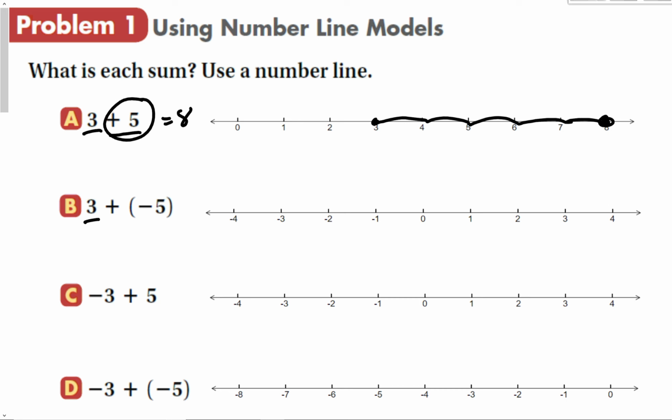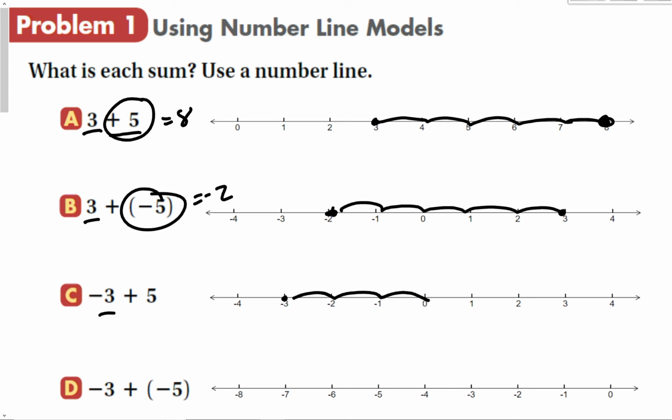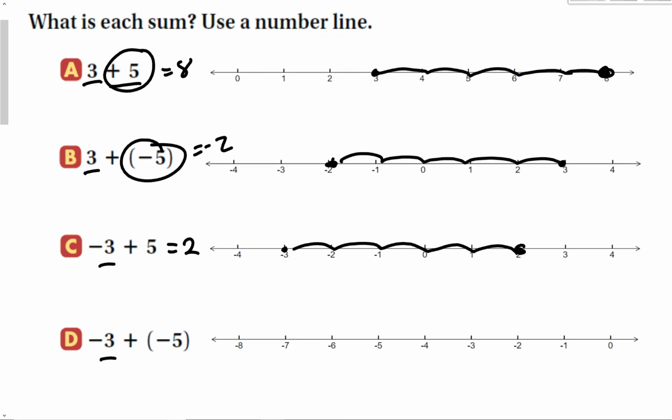So if we look at part B, we see we start at 3 again, but in this case, we go -5. So we go 5 to the left: 1, 2, 3, 4, 5, which gives me an answer of -2. For C, we're going to start at -3 and move 5 to the right: 1, 2, 3, 4, 5 to give me an answer of 2. And in the last one, we start at -3, and now we go 5 to the left: 1, 2, 3, 4, 5. And we get a -8.